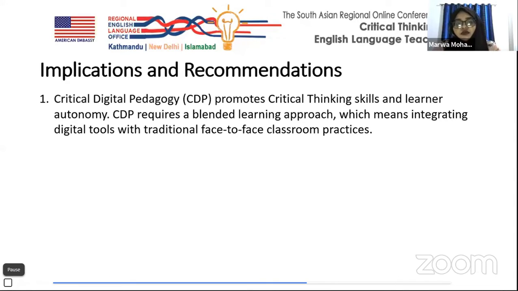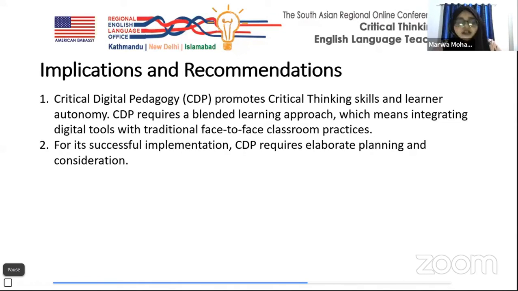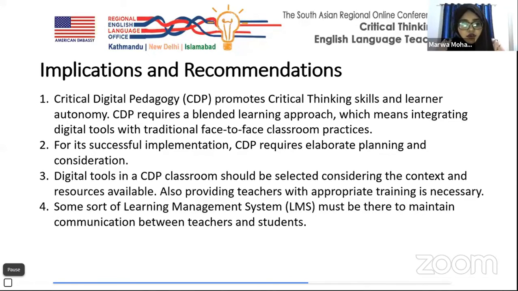But it is better to do it in a blended learning approach. So when the world goes back to normal, maybe if we still want to continue with critical digital pedagogy, it would be nice to integrate digital tools with traditional face-to-face classroom practices. And it requires elaborate planning. It can't be done very quickly without elaborate planning, or just impromptu. And the digital tools have to be considered and selected by keeping in mind the resources that are available, and teacher training is very important for this.